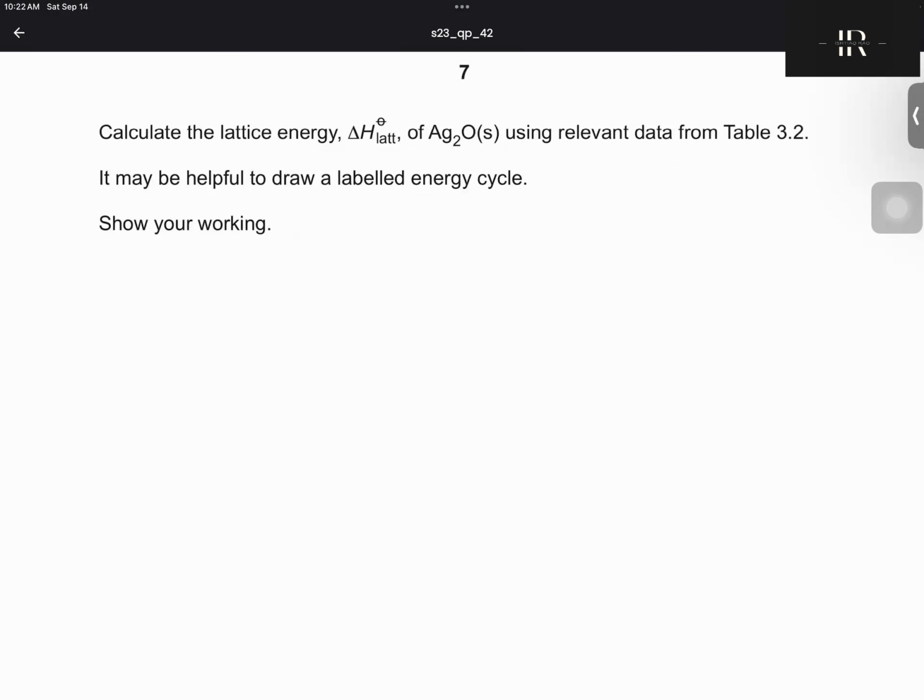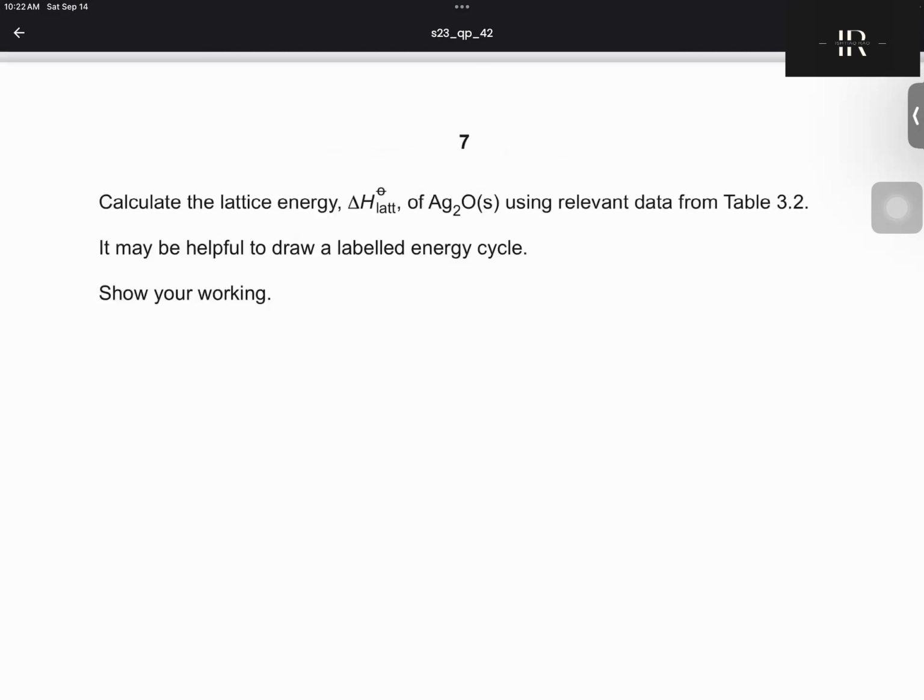First of all, you are supposed to draw the Born Haber cycle for Ag2O. Obviously, oxygen is -2. And I told you that you have to take care because it has a first electron affinity, that is exothermic, and a second electron affinity, that is endothermic. First of all, you would be drawing the downward arrow, then the upward arrow. Okay, and then the relevant data is given to you.